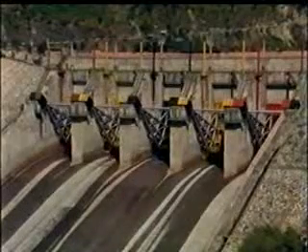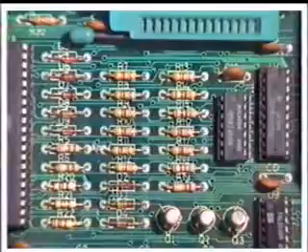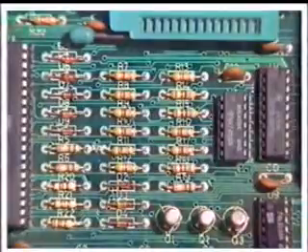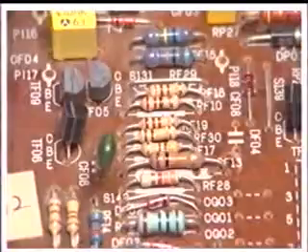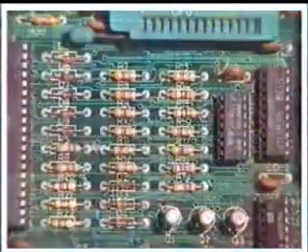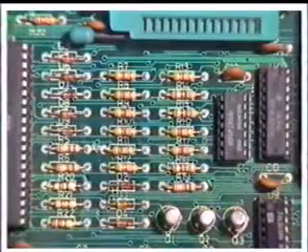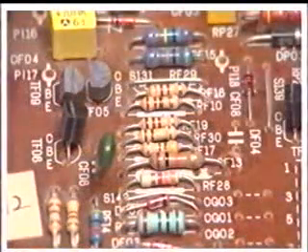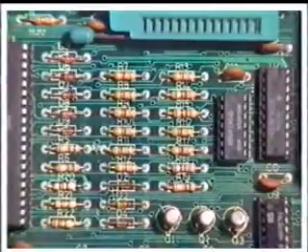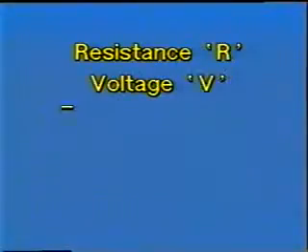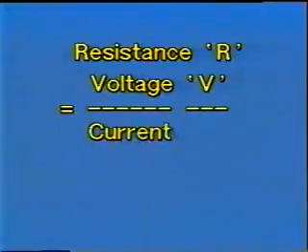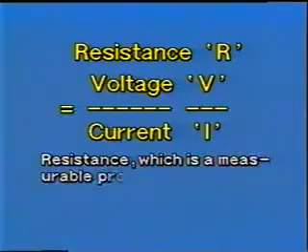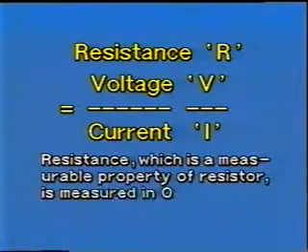You know that a dam checks the flow of water and helps in avoiding floods. Similarly, a resistor in an electronic circuit checks the flow of current. The resistance of a conductor R is the ratio of voltage V to current I. Resistance, which is a measurable property of a resistor, is measured in ohms.